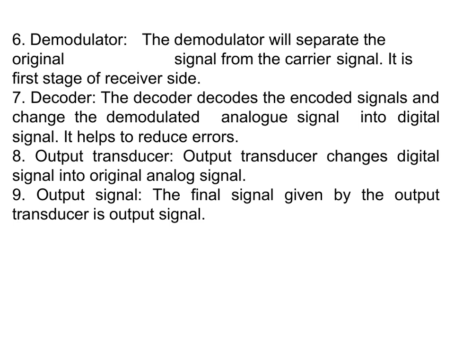After decoding, the signal is still in digital form, but we need to convert it back into a format that humans can understand, an analog signal. That's where the output transducer comes in. It changes the digital signals into the original analog signals, like sound or video, so we can actually interpret what's been transmitted. Finally, the output transducer produces what we call the output signal.